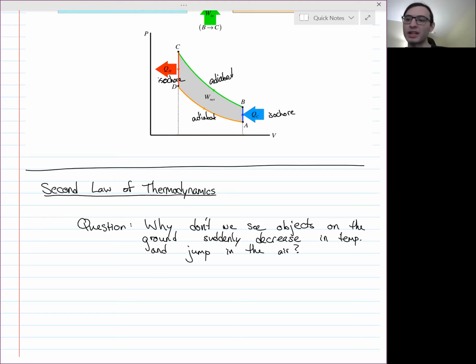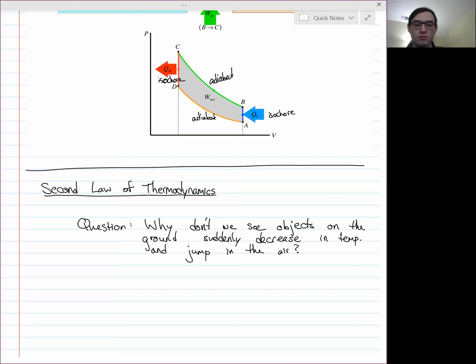Because that doesn't violate the first law of thermodynamics. The first law of thermodynamics is basically that energy is conserved. So as long as the temperature decreases by an amount that's more than or equal to the amount that, say, the translational kinetic energy of the center of mass would increase, then that's not a violation of the first law of thermodynamics. So why doesn't that happen?